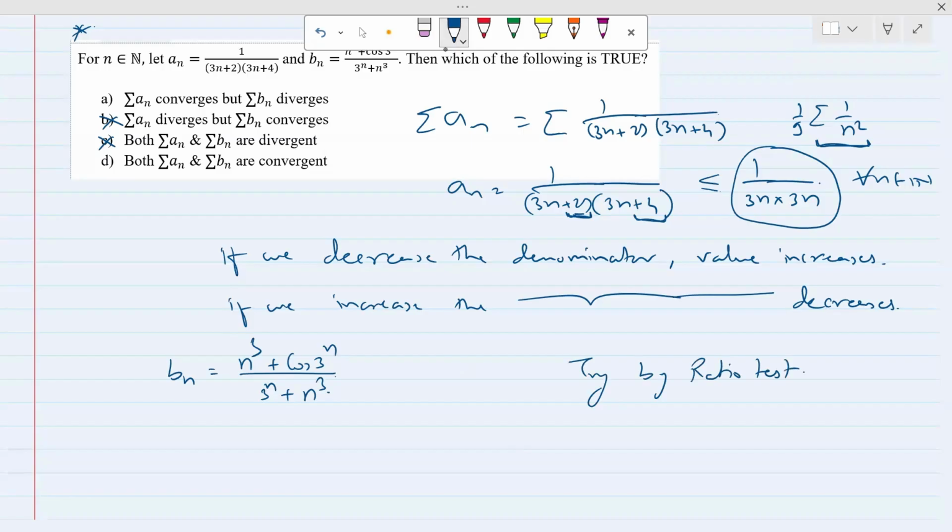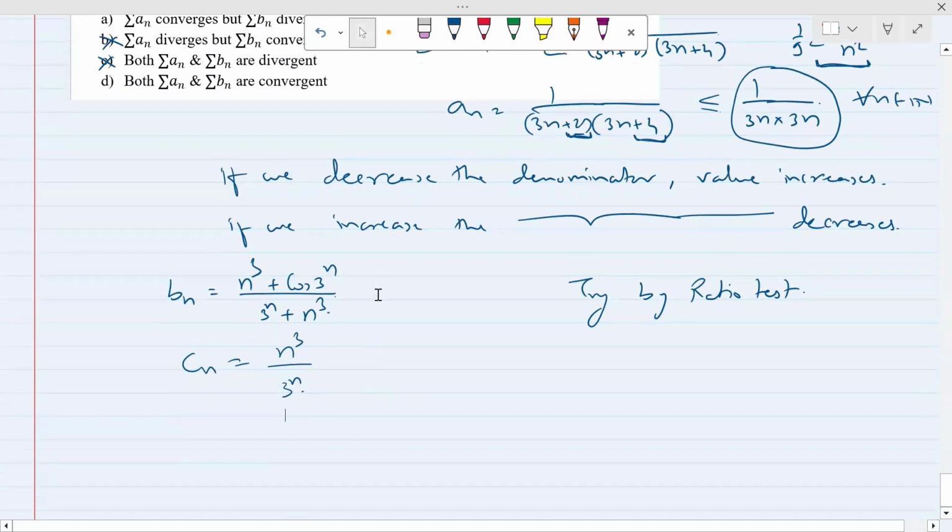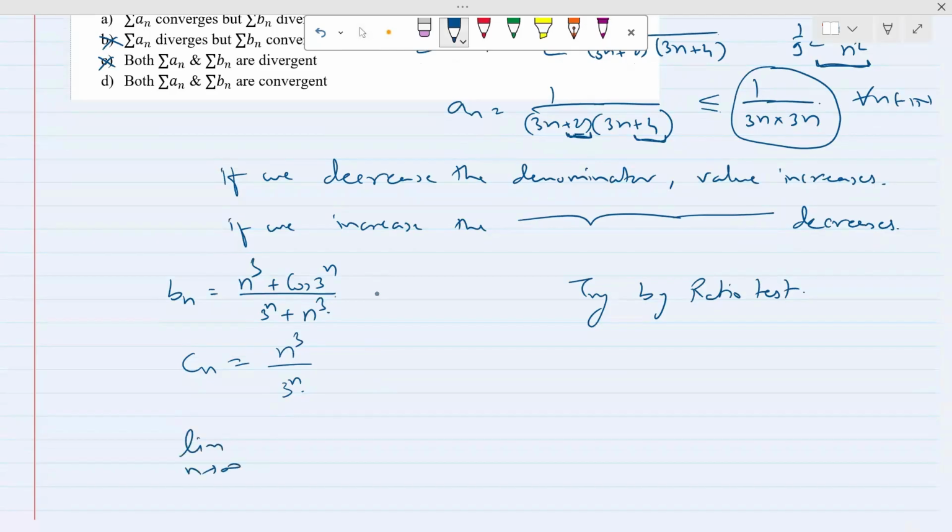Sir, comparison test will be quite on the easier side to do. Comparison test or maybe limit form of comparison test. Yes, sir. So what Cn will you choose? n cube from the numerator and 3 raised to n from the denominator. So what will you get? Limit n tends to infinity of Bn upon Cn.